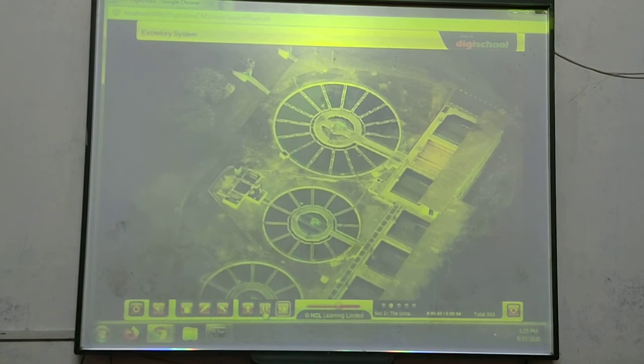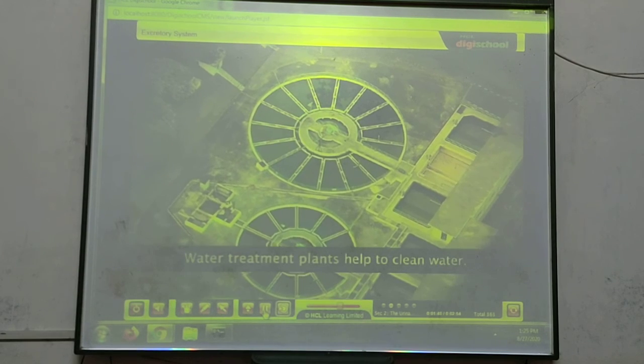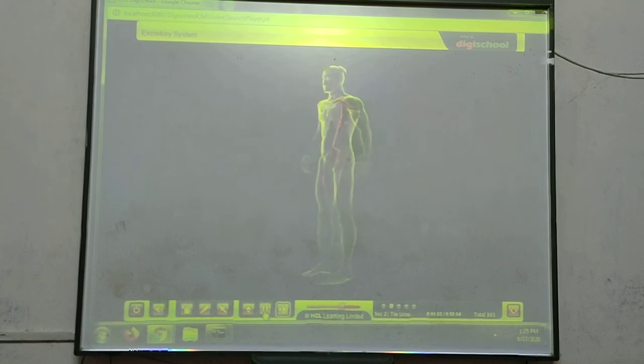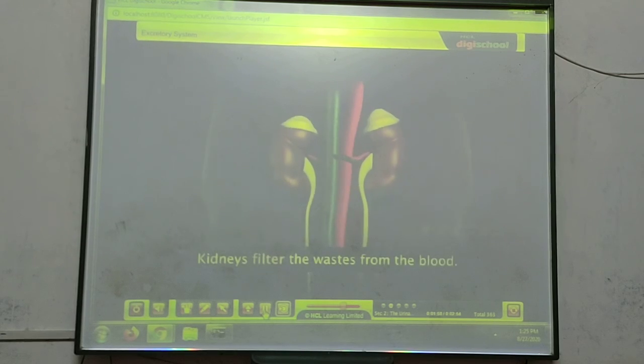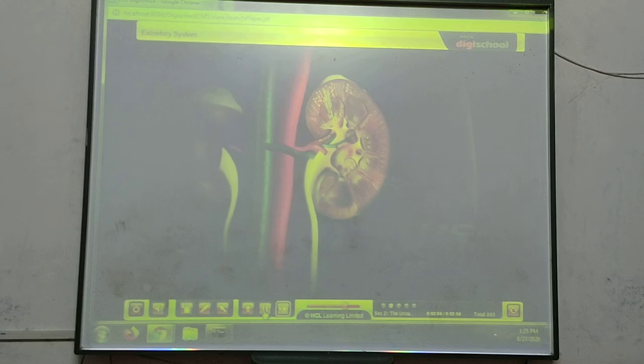Just as the water that contains impurities is cleaned in a water treatment plant, our body has its own filtration system to clean the blood. A pair of kidneys cleans the blood in our body. Each kidney has millions of filtering units. They filter the blood and collect waste material in the form of urine.